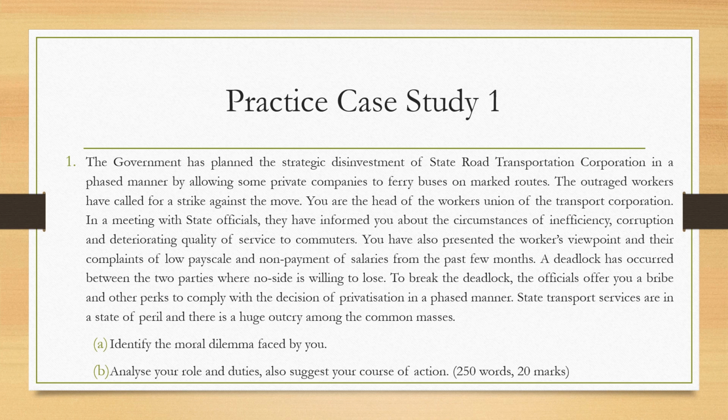So you have three questions, actually four questions. The first subpart is identify the moral dilemma faced by you. And the second subpart is analyze your role and duties and suggest your course of action. So this particular case study is about privatization and the issue of bribery, which is very common when dealing with government issues or in the bureaucracy. So you should attempt this particular case study and send it to Shunya team.